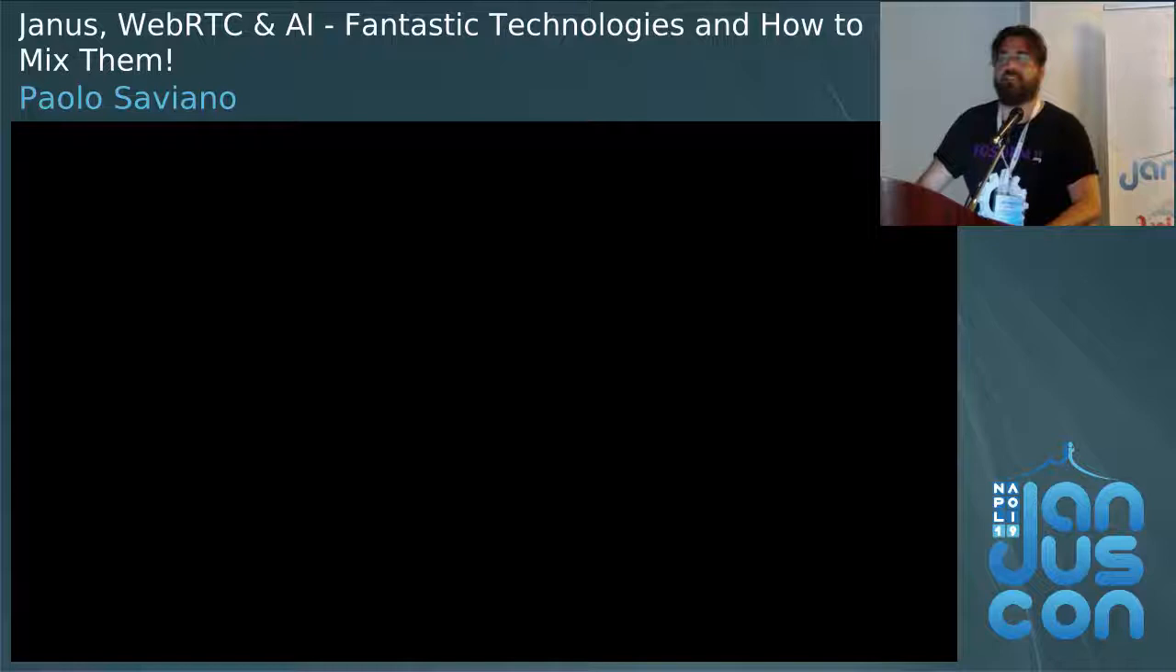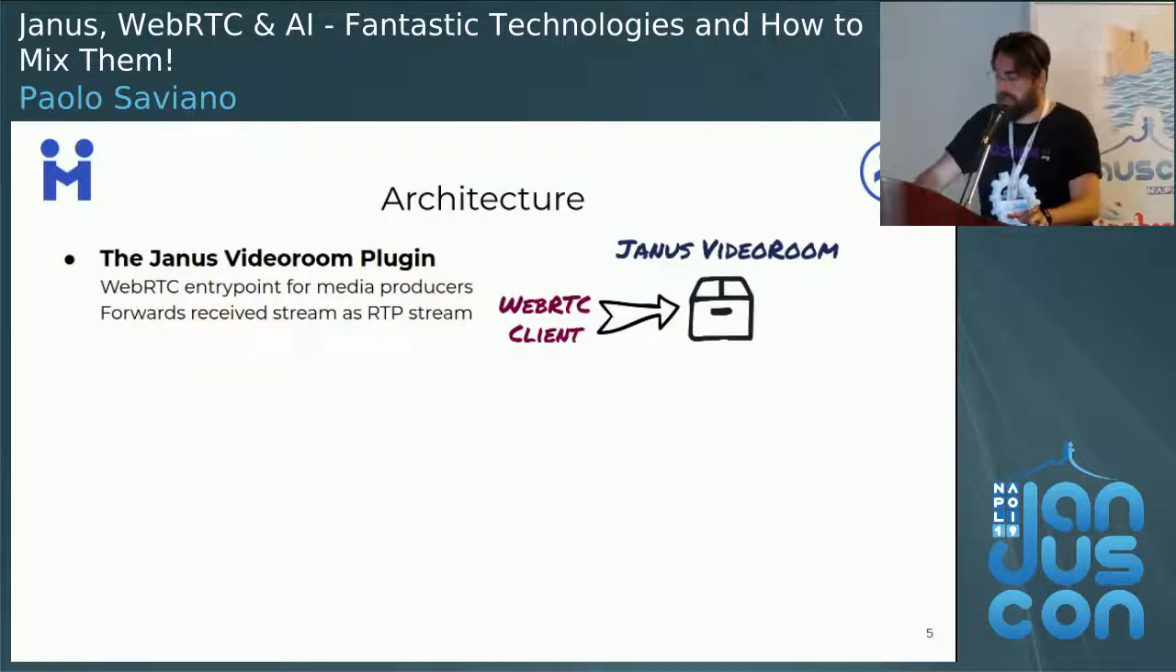Okay, this is the technologies recap. Let's take an overview of the whole architecture. The WebRTC client, intended as the source of our media, will communicate with Janus, in detail with the Janus VideoRoom plugin. This plugin can forward the media provided by the clients to the following component as RTP streams.